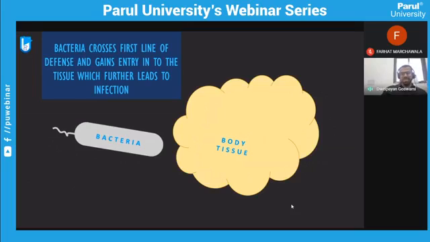So just assume that there is a tissue, any tissue of your body. It can be a skin tissue, any epidermal layer of your skin, whatever. Now assume that the bacteria has crossed the first line of defense. First of all, what is the first line of defense? The first line of defense is nothing but the physical barriers. So the pathogen crosses the physiological boundaries of your body and somehow gets entry inside the tissue.